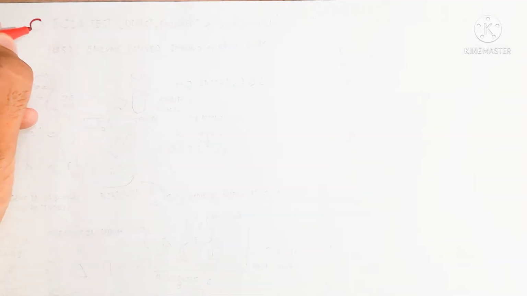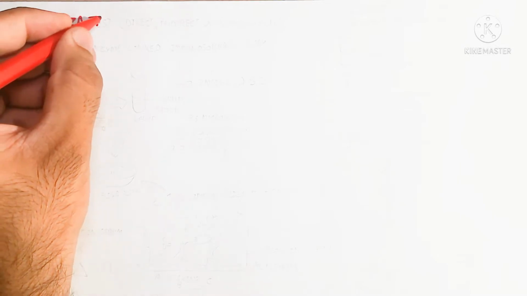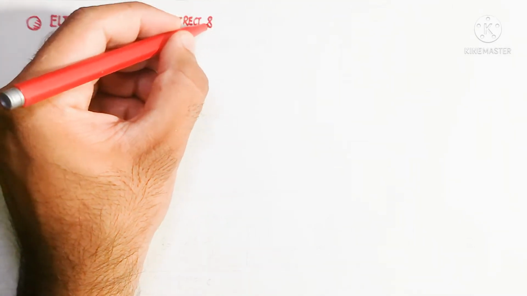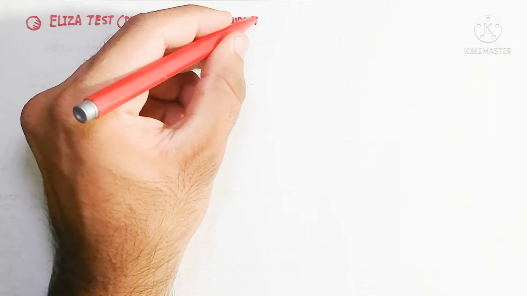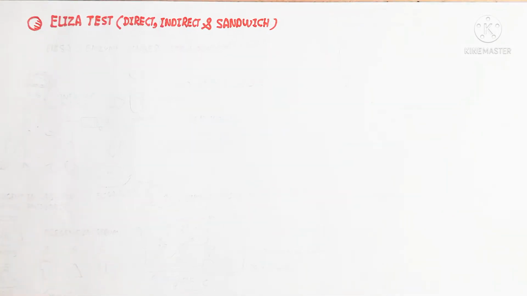So here today we will discuss the ELISA test. What does that mean, ELISA test? The ELISA test is made up of direct, indirect and sandwich ELISA tests. ELISA means enzyme linked immunosorbent assay. Enzyme linked immunosorbent assay is what we are using.